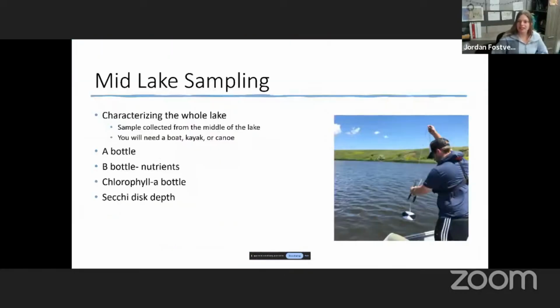Mid-lake sampling is characterizing the whole lake. So the sample is collected from the middle of the lake, and you will need a boat, kayak, canoe, or other kind of watercraft. You collect an A bottle, a B bottle, the nutrients, a chlorophyll A bottle, and take Secchi disc depth in lakes. And that's a picture of a Secchi disc to explain that a little better.